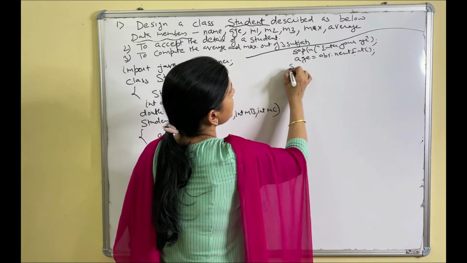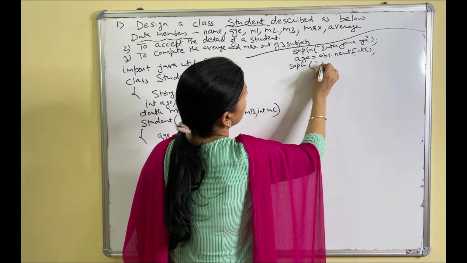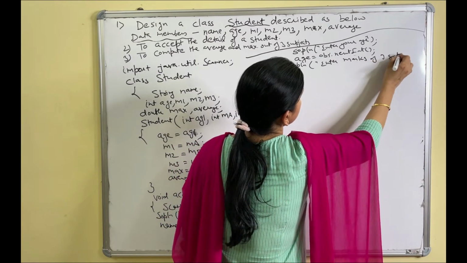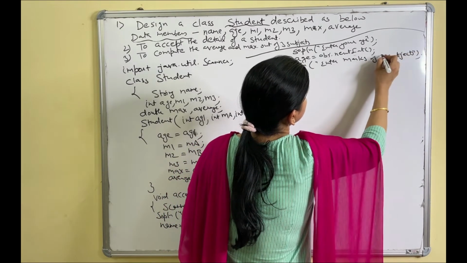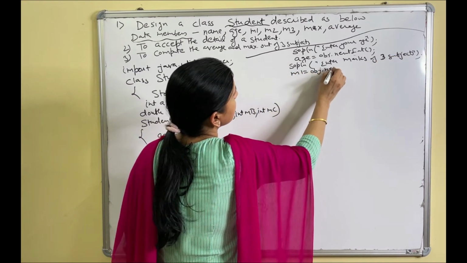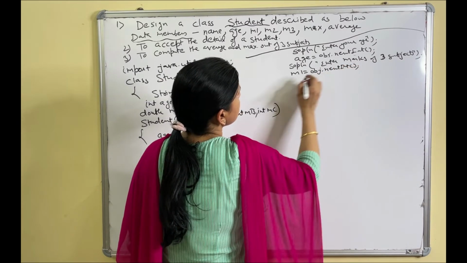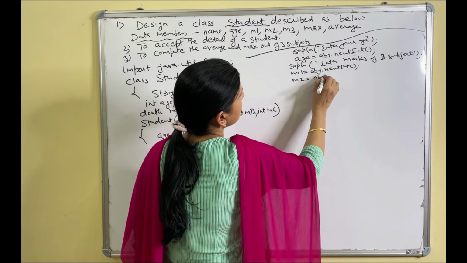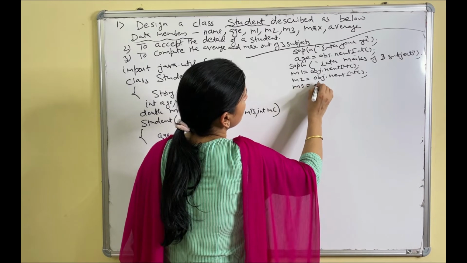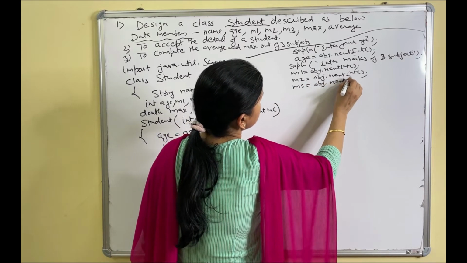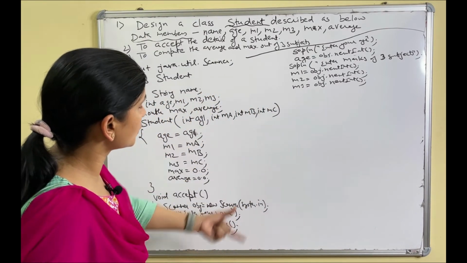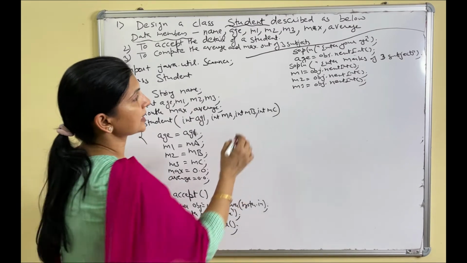Then after age, what do we have to input? Marks of 3 subjects, enter marks of 3 subjects, right? Then M1 = obj.nextInt(). In the same way M2 = obj.nextInt(). M3 = obj.nextInt(), right? So we have accepted the details of the student from the user by using the scanner class, right?